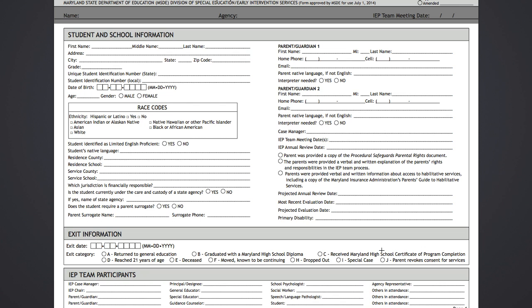And so in this section, you will list those who have participated in the IEP team meeting, and you'll list the role of the individual as well as their name. And then each individual will also sign the cover sheet of the approved IEP.